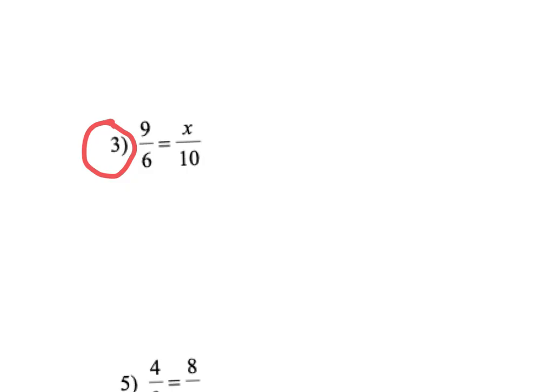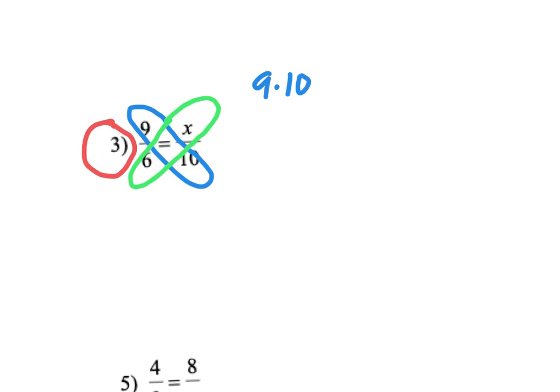So we have the fraction 9/6, and this is equal to x over 10. I'm going to use some different colors to show you something called the butterfly method. So I'm going to circle my 9 and my 10, and I'm also going to circle my x and my 6. And I'm going to set these equal to each other. 9 times 10 equals 6 times x. So if I simplify that, what does that give me? I get 90 on this side, and I still have 6x on the other side.